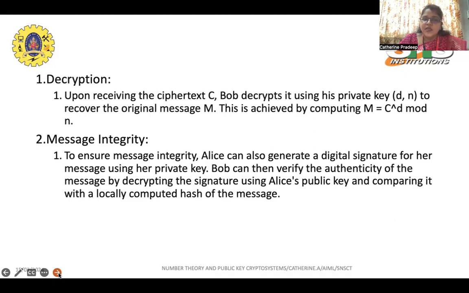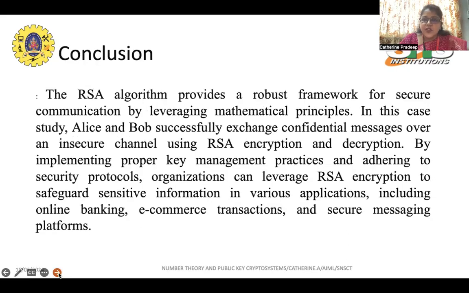To ensure message integrity, Alice can also generate a digital signature for a message using her private key. Bob can then verify the authenticity of the message by decrypting the signature using Alice's public key and comparing it with the locally computed hash of the message. So she can achieve both authentication and confidentiality here. First, she encrypts the message using Bob's public key. Next, she digitally signs the message by encrypting it using her private key.